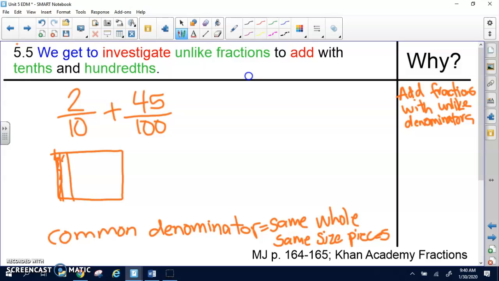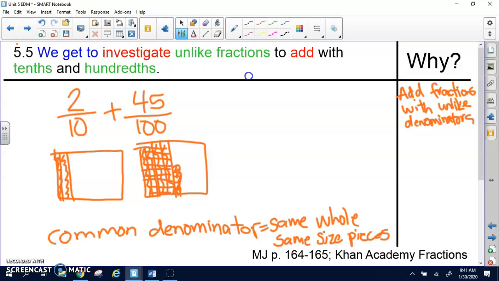We have two of the tenths filled out. Thumbs up, thumbs sideways, thumbs down: how are you feeling about that being a representation of 2/10? Okay, and then we have the 45 hundredths. We have 4 of the tenths, and then 5 of the hundredths. The problem is that in this one the parts are much smaller. So we have to find a way to make them equal parts, equal sizes.